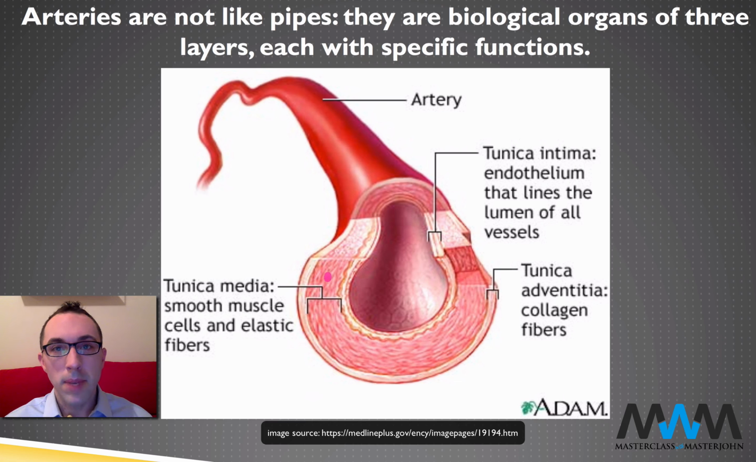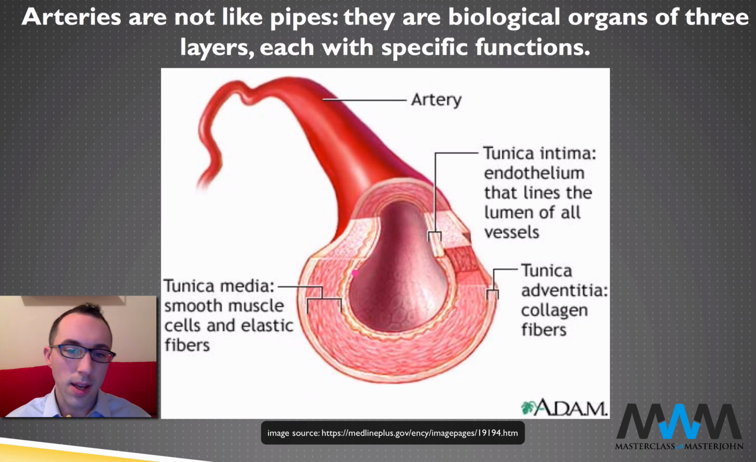The tunica media is medium way through the blood vessel. That's the layer in the middle. It's composed mostly of smooth muscle cells. These are going to be able to contract or relax in order to control the level of dilation or constriction of the blood vessel. The tunica adventitia is mostly composed of collagen fibers, and that is the outside casing, and it is providing structural support.